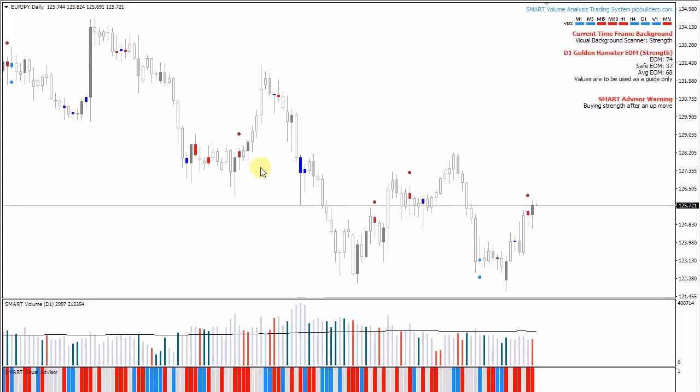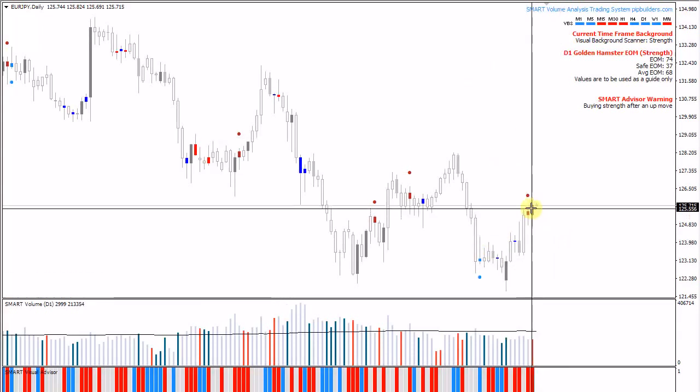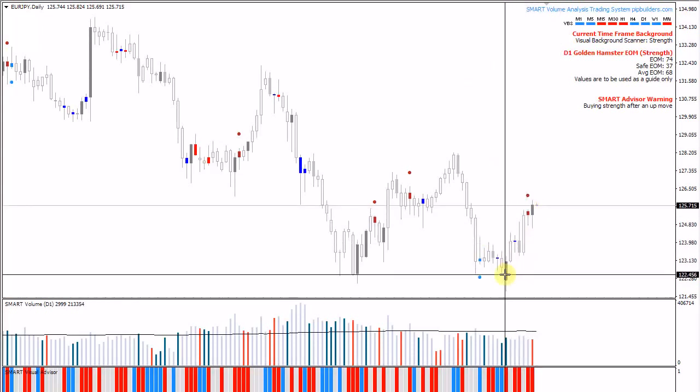Alright, so this is the Euro-JPY daily chart using SMART with our Catalyst template, which is available as an add-on at our website, www.smartvsa.com. Each of these colored bars represents a catalyst signal.